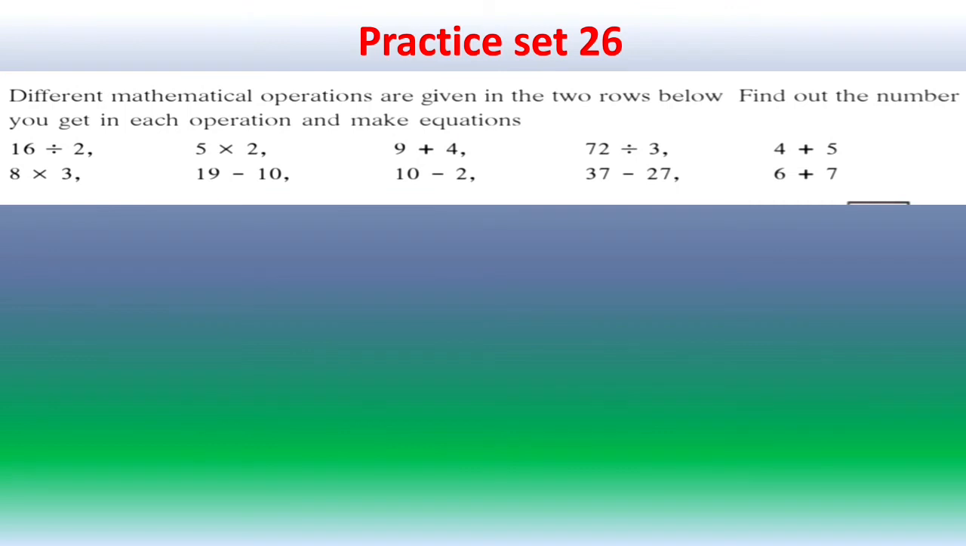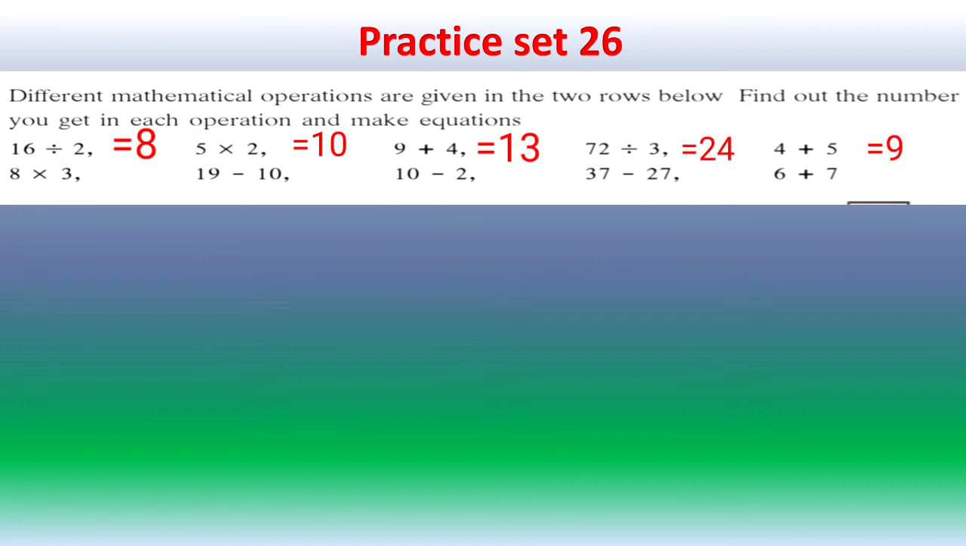The question is given: different mathematical operations are given in the two rows below. Find out the number you get in each operation that makes an equation. First of all, we will see the answer of this. 16 divided by 2, how much, student? 8. 5 2s are 10. 9 plus 4 is how much? 13. 72 divided by 3 is how much?